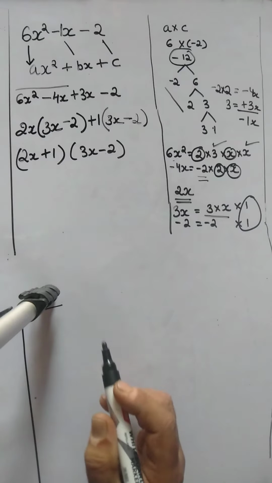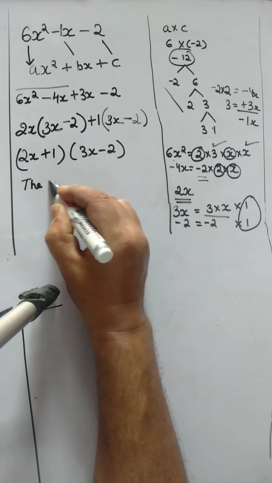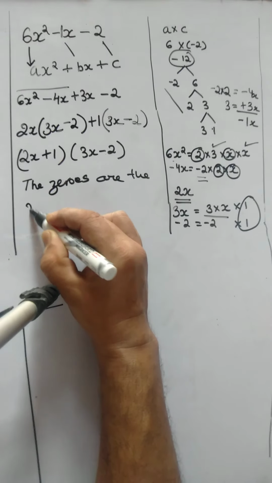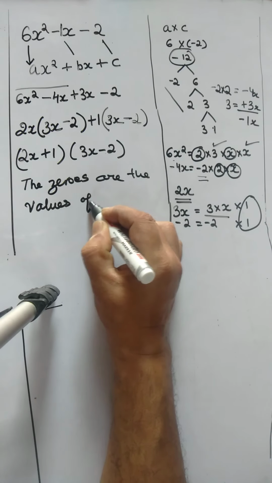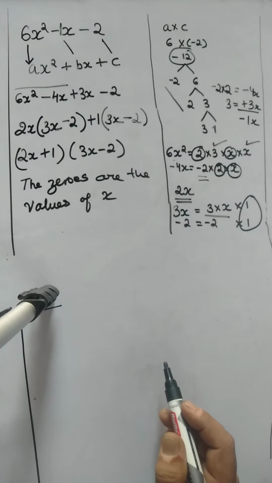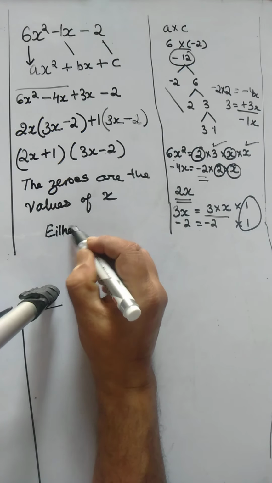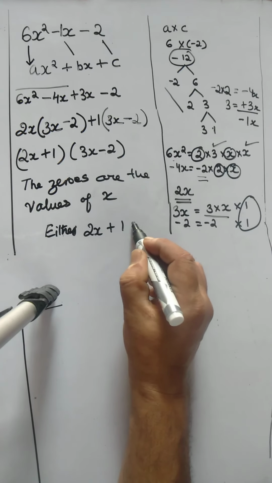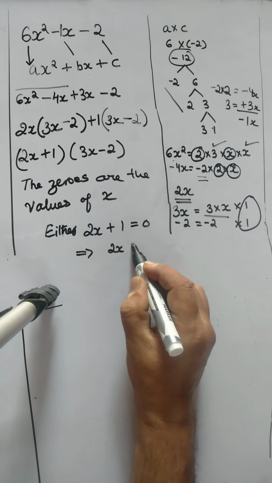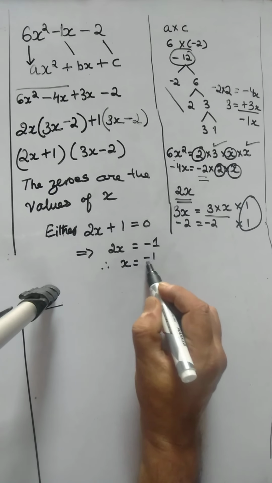Now the next step is to find out the zeros of these. So the zeros are the values of x. So you'll get two zeros because it's quadratic, so there are two values of x. And you write here either 2x plus 1 is equal to 0, which implies 2x is equal to minus 1. Therefore, x is equal to minus half.